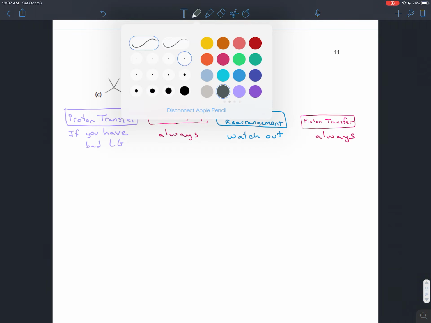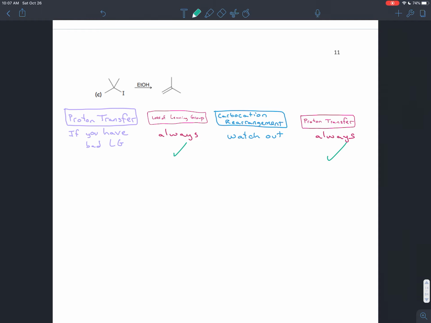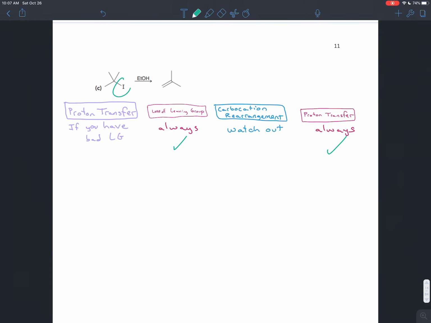Okay, well, we know for a fact we're going to have to do loss of a leaving group and proton transfer. It's an elimination reaction, period. Even if they didn't tell us, we see a leaving group that's not there anymore in the product, and we see that we form an alkene. Those are the staples of an elimination reaction. So loss of a leaving group and proton transfer for sure.